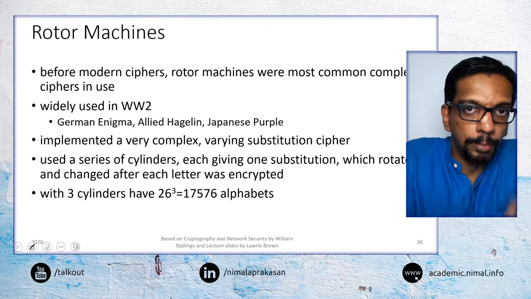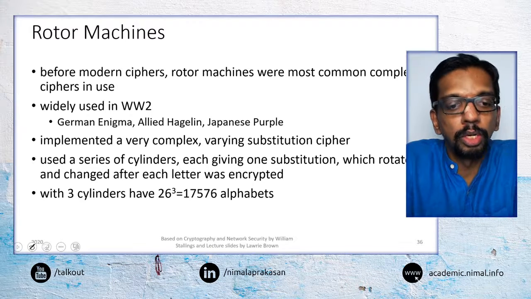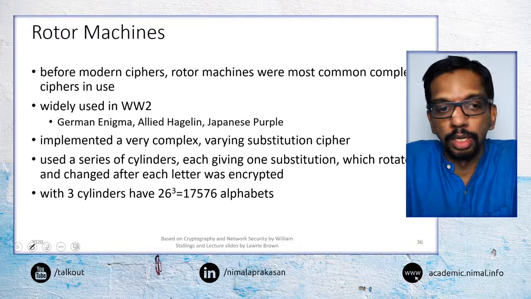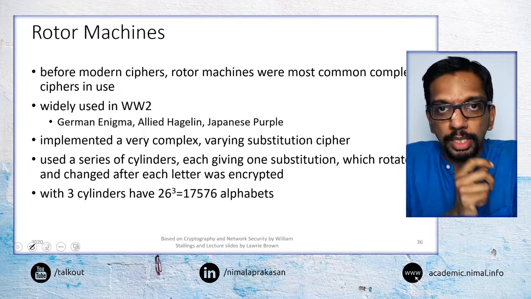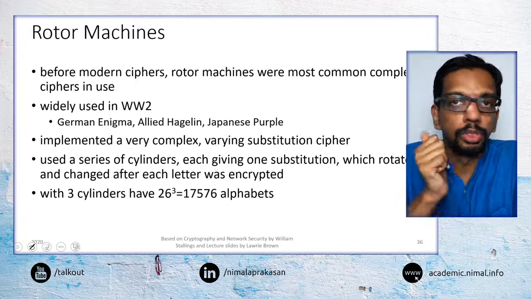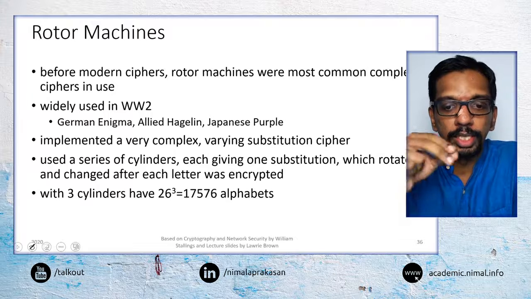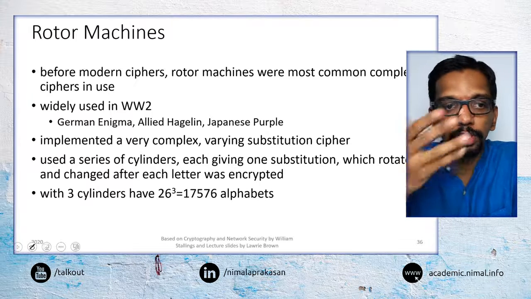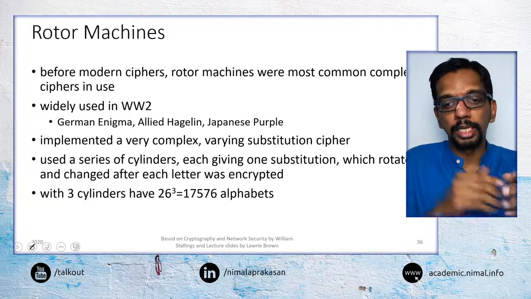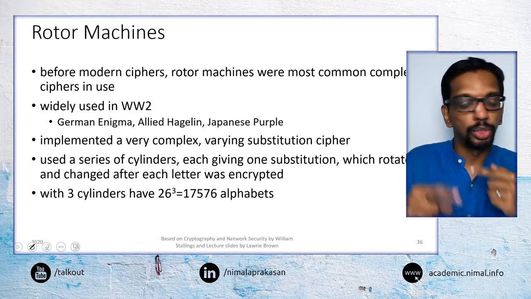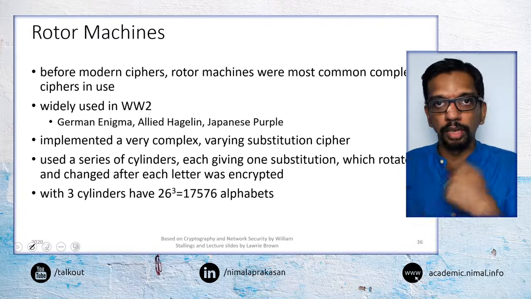So some of these combinational approaches, some of the very famous ones that were used particularly during World War II, are called rotor machines. These were much more complex cipher machines that were used by both the Germans and the Allies, also the US and the UK, and even the Japanese. All of them had different variations of these types of rotor machines. They implemented very complex substitution ciphers, and for each letter they would change to a different substitution cipher and so on.